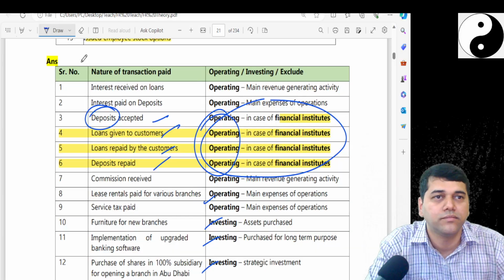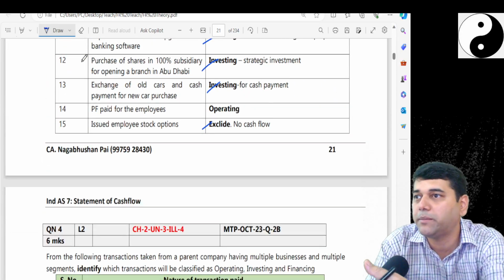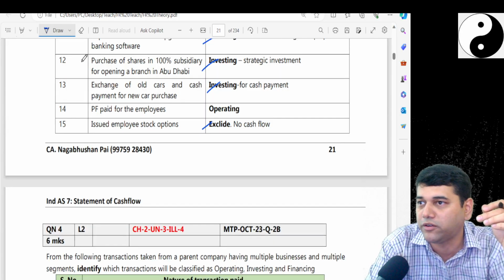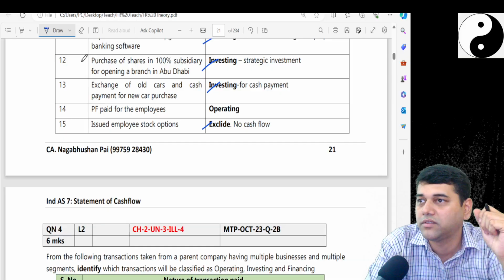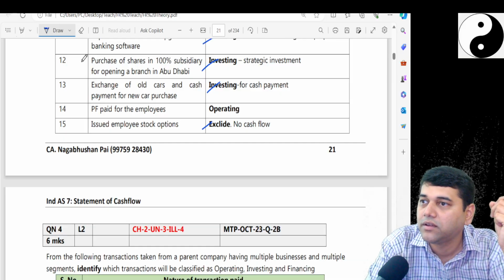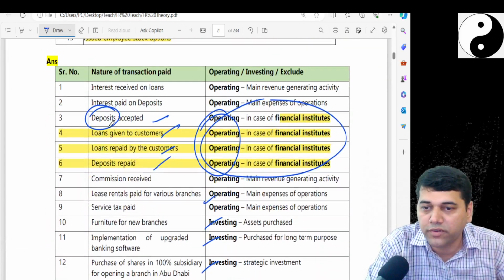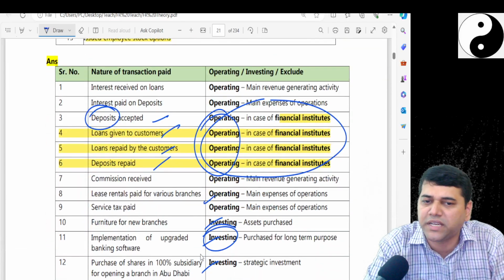Are you clear? Yes, rent, please. To carry on the bank. The bank is working with one building, no? Building rent is what? Operating or financing? No, that is the bank software, it's an investment activity.